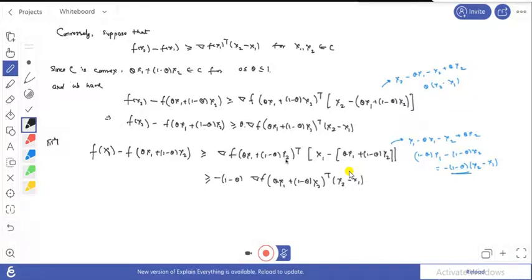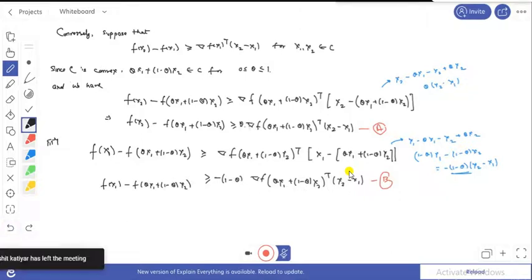Okay, so suppose the right hand side of these two equations: this equation is A, and suppose this equation is B. And this term is f of theta x1 plus (1 minus theta) x2. Look here, this term has theta, and here there is a minus (1 minus theta) in this term. If we multiply equation A by 1 minus theta, and equation B by theta, and add these two, what do we get?